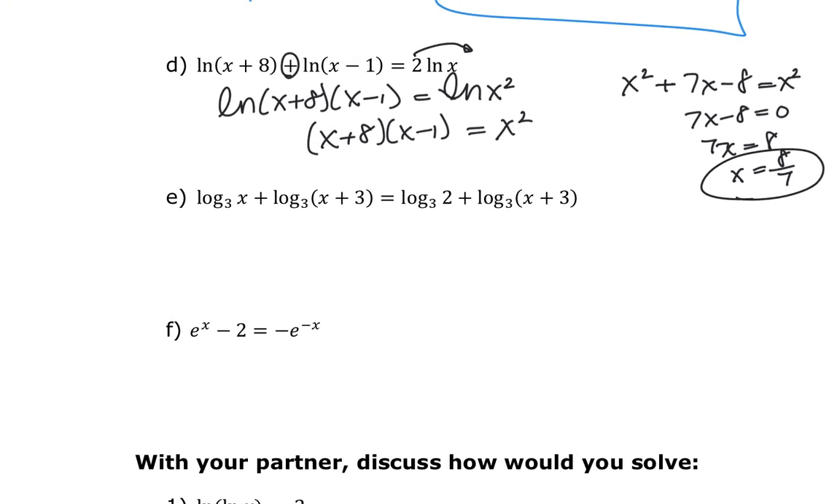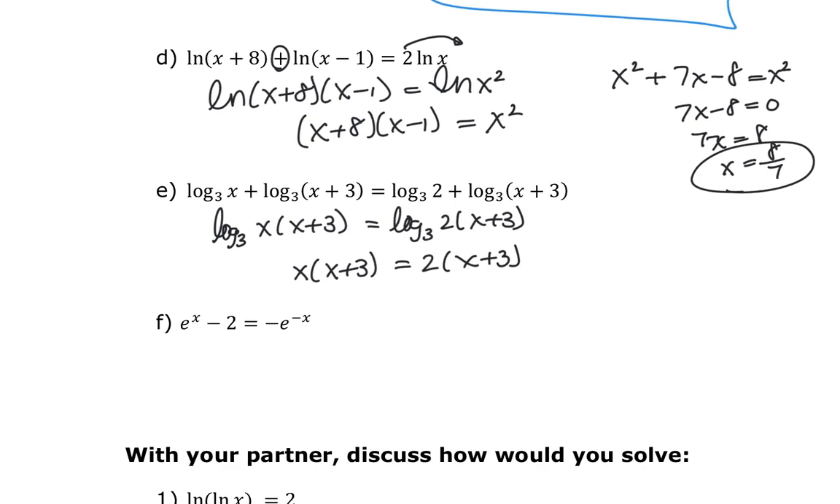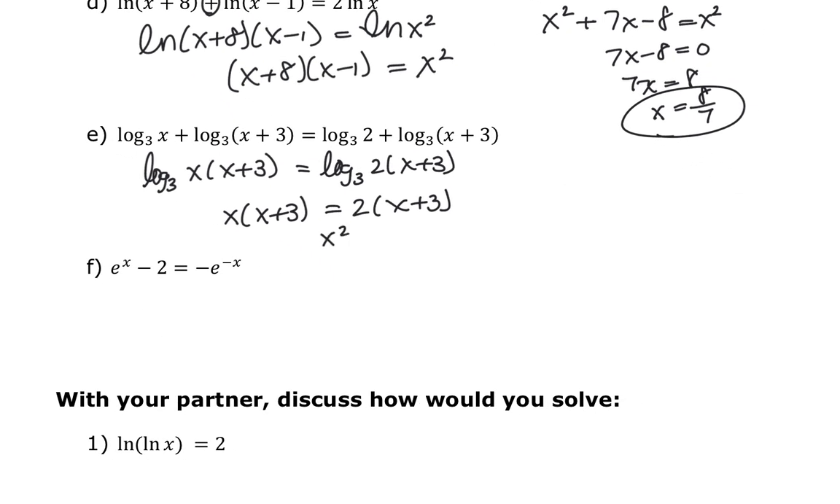Now on this one, I'm going to go ahead and bring this together on the left-hand side. This is the log base 3 of x multiplied by x plus 3, and on the right-hand side, I'm going to get the log base 3 of 2x plus 3. So I have x times x plus 3 is equal to 2x plus 3. So I'm going to get x squared plus 3x is equal to 2x plus 6.